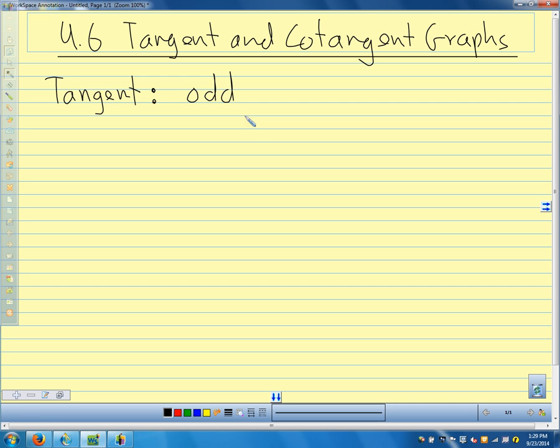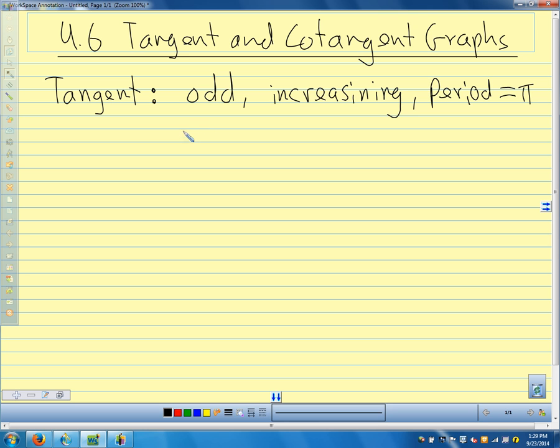The tangent function is increasing. That means from left to right, it's going up. Its period is pi. So that's a little different than sines and cosines. So its period is pi. So it repeats itself every pi units rather than 2 pi units.